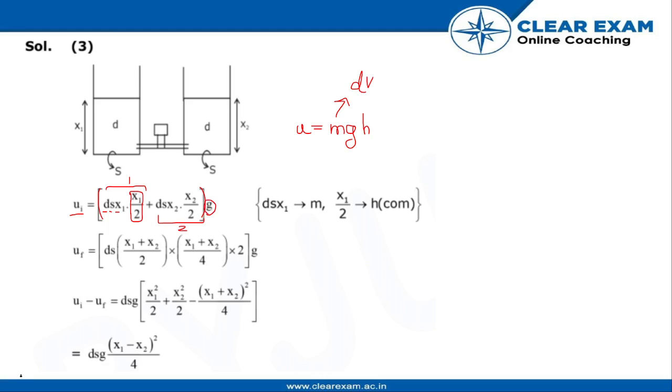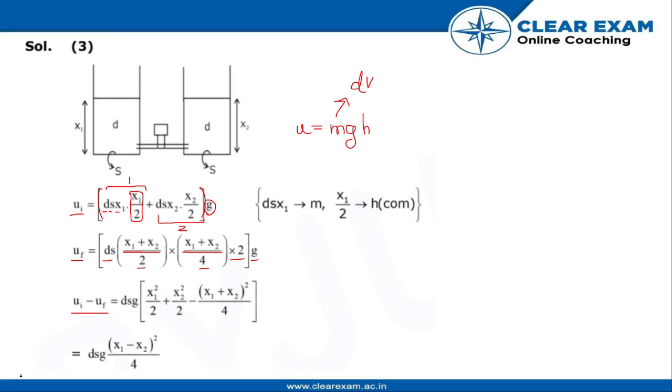Now both the vessels are connected, so the new height is (x1 plus x2) upon 2, and the new height for the center of mass is (x1 plus x2) upon 2 upon 2, which is (x1 plus x2) upon 4. So the final potential energy is equal to D S into (x1 plus x2) upon 2 into (x1 plus x2) upon 4 into 2, because there are two vessels, into G.